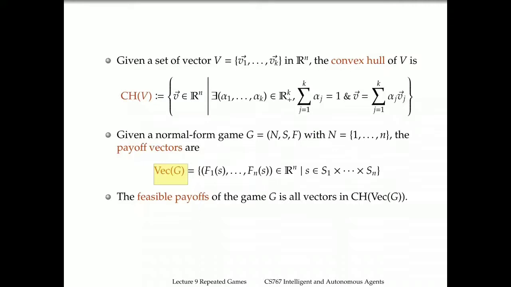This is a set of vectors, so we can apply the convex hull operation to look at the set of all the vectors that can be formed from linear combinations of the payoff vectors, where the weights add up to 1. These are all of the vectors in the convex hull of the payoff vectors of the game, and I call these vectors the feasible payoffs of the game.